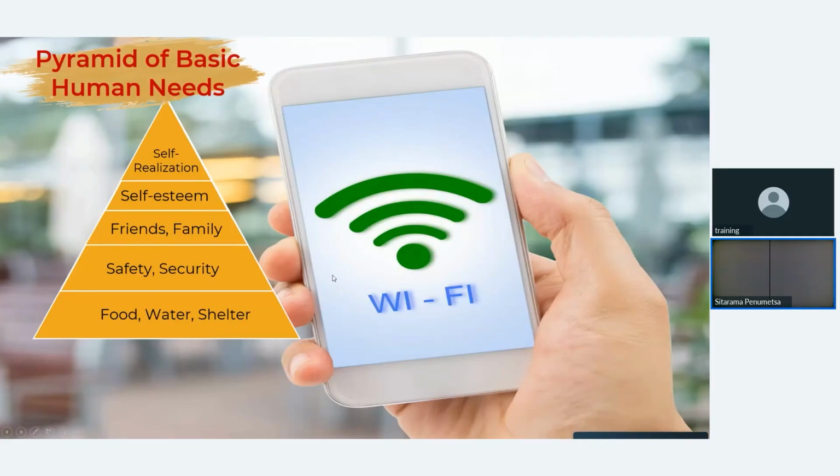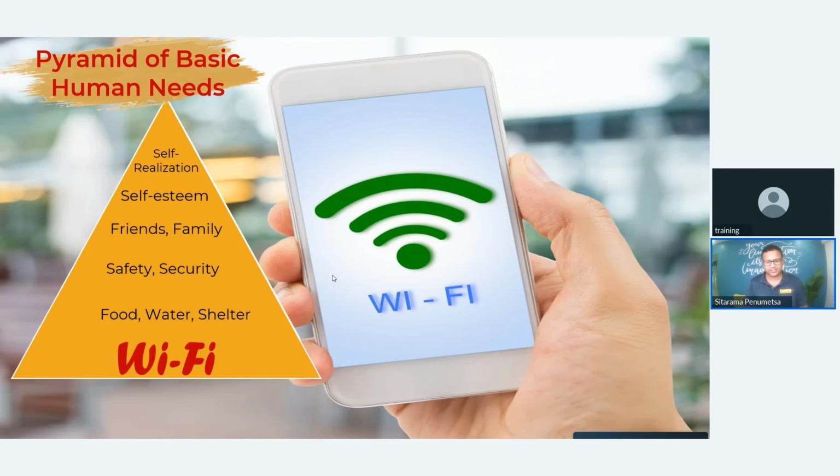The next slide. Some of you might have seen this pyramid of basic human needs. It's also called Maslow's pyramid of basic human needs. We all need various things like food, water, shelter, safety, security, and so on. And a lot of people, if you see online, would say that Wi-Fi is right up there in the basic human requirements these days.